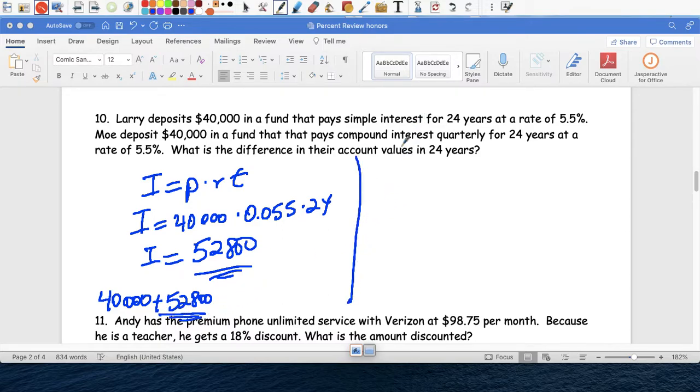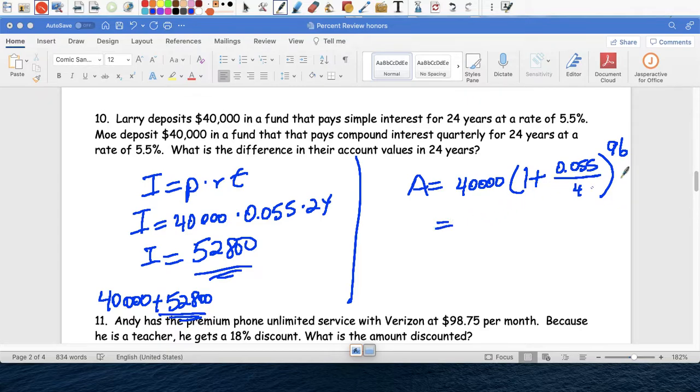The other guy, Mo, he found a fund that pays him compound. He's probably gonna make a little bit more. So A equals the principal, 40,000, times 1 plus, what's the interest rate? Same thing, 0.055, and it's compounded quarterly, so 4 times a year. And then over here is 4 times 24, which is 96. So that's what you use to find how much he has in his bank account after 24 years.